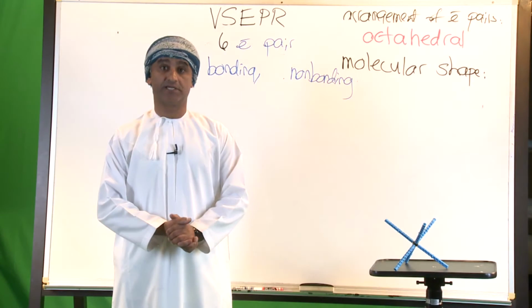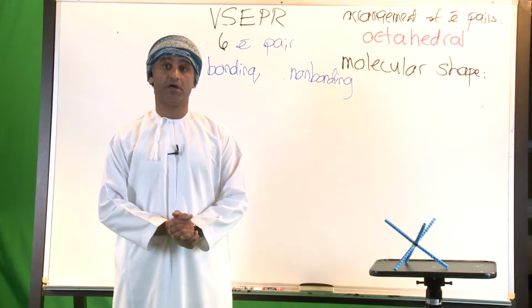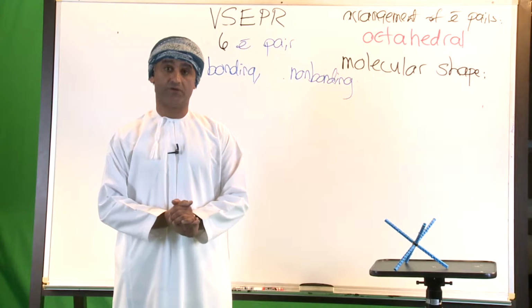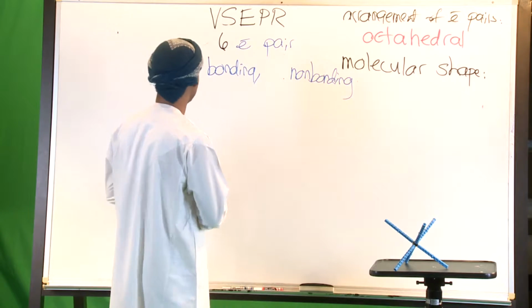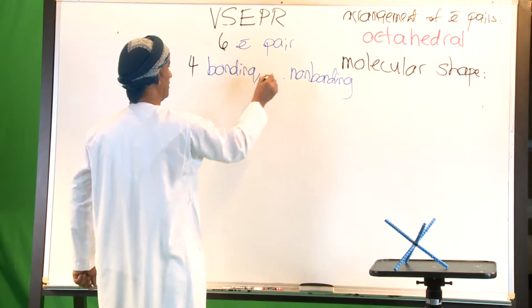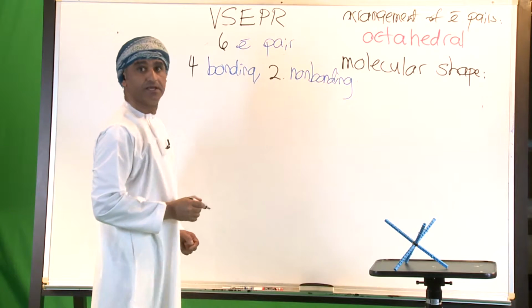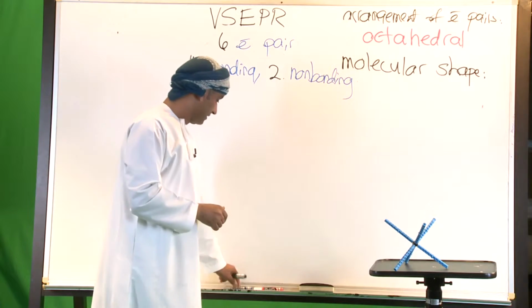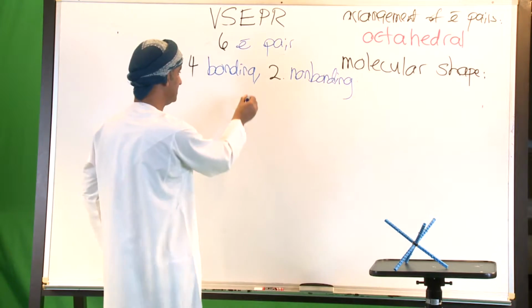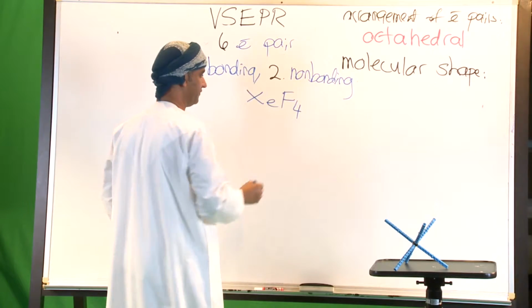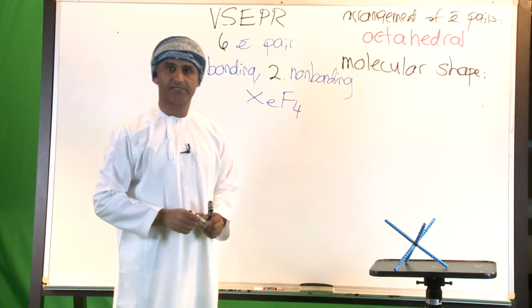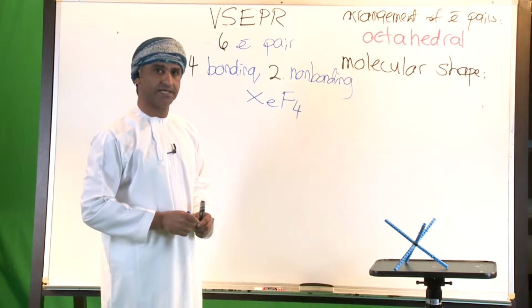The last 6 electron pair case is one which has 4 of the 6 electron pairs bonding and 2 of them non-bonding. So 4 bonding, 2 non-bonding, and in this case we take xenon tetrafluoride as an example.